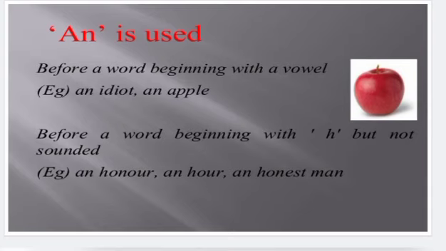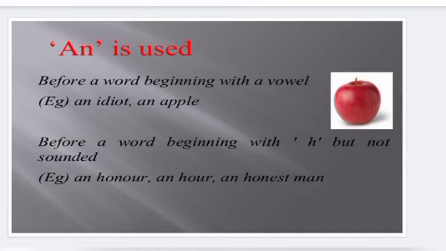An is used before a word beginning with a vowel. For example, an idiot, an apple. Here, an idiot and an apple are used before a word beginning with a vowel.